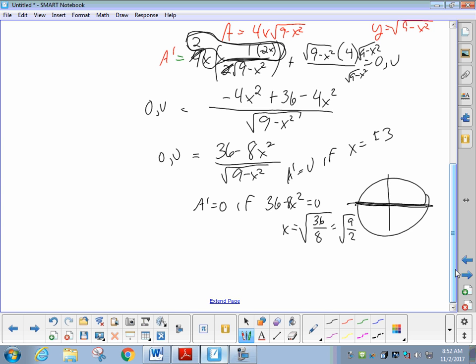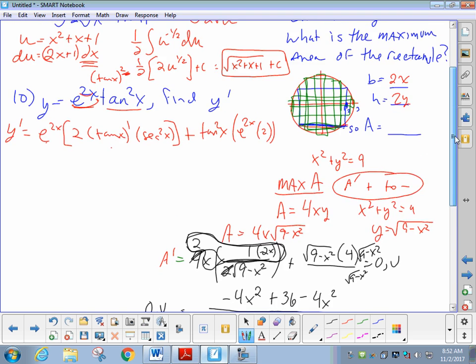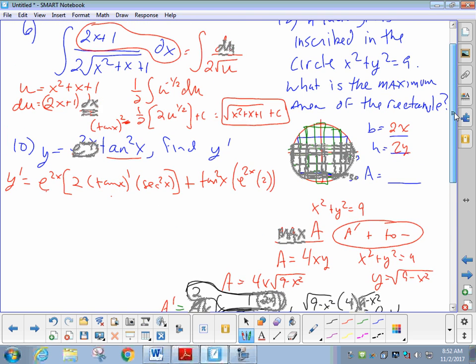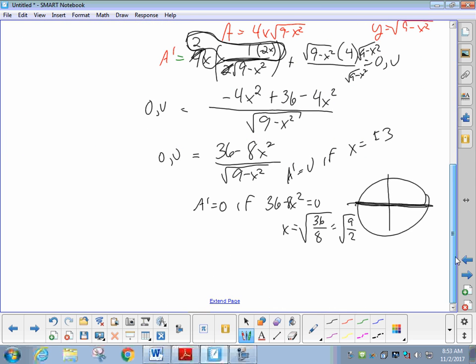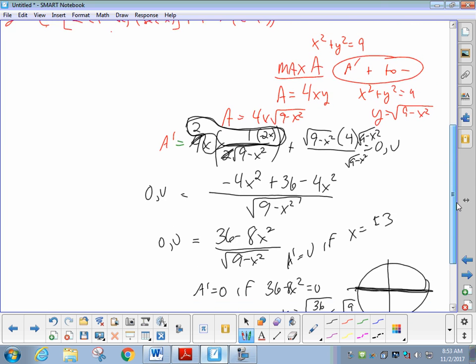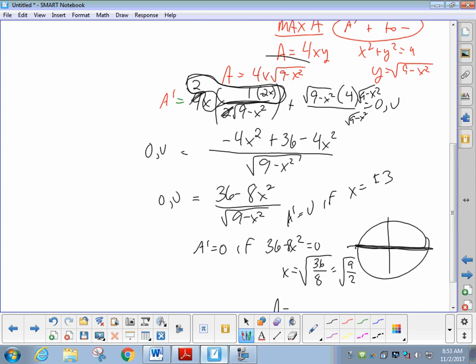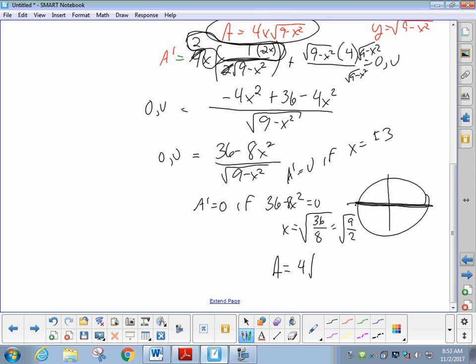Okay? Last but not least, make sure you answer the question. What does the question ask you to find? The way I wrote it at the top. What is the maximum area of the rectangle? Did I find that yet? I did not. So I need the area. How do I find the area? I have this magical x. Plug it in. Here's the best place to go because that's the area of x only. So 4 root 9/2 times root 9 minus root 9/2 squared.